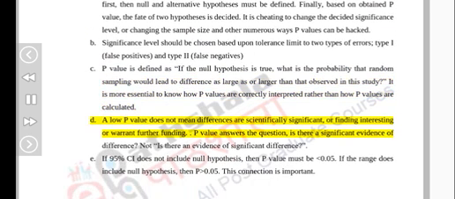D. A low p-value does not mean differences are scientifically significant, or the finding interesting or that it warrants further funding. P-value answers the question, is there significant evidence of difference? Not, is there evidence of significant difference? E. If the 95% CI does not include the null hypothesis, then the p-value must be less than 0.05. If the range does include the null hypothesis, then p is greater than 0.05. This connection is important.